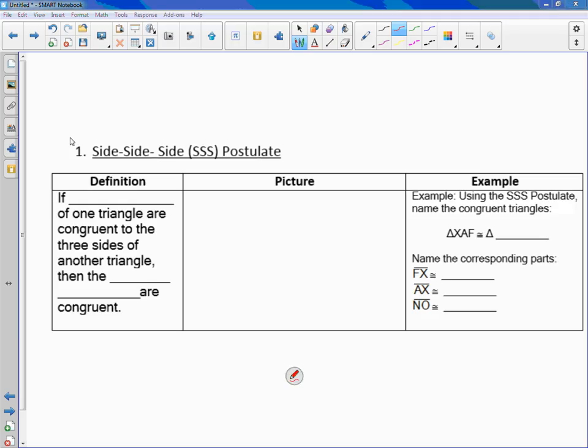All right. So, if three sides of one triangle are congruent to three sides of another triangle, then the two triangles are congruent. Okay? So here is a picture.